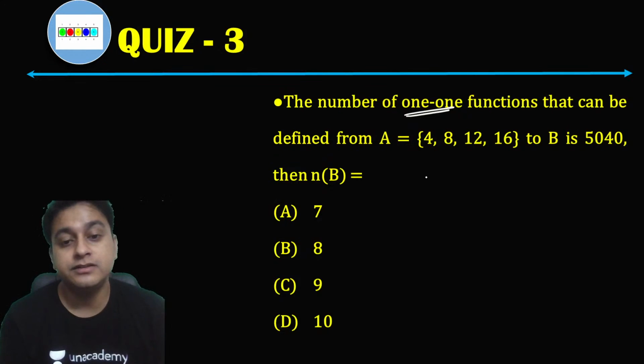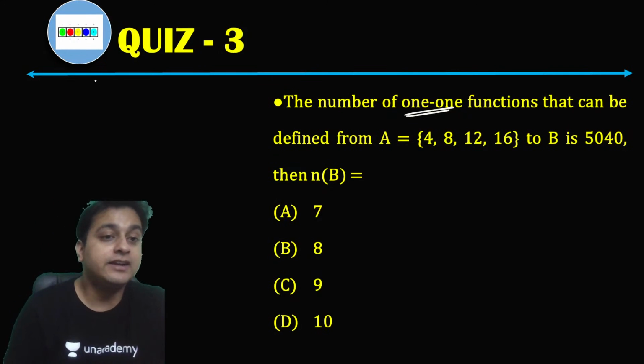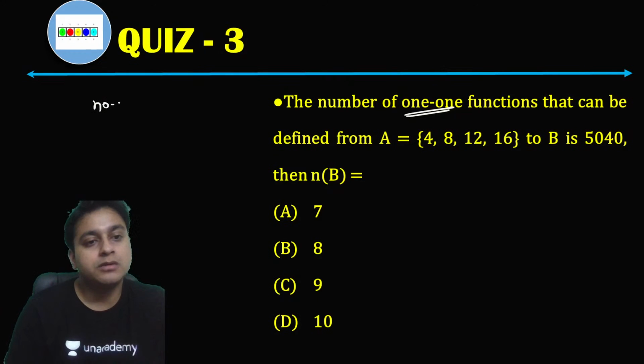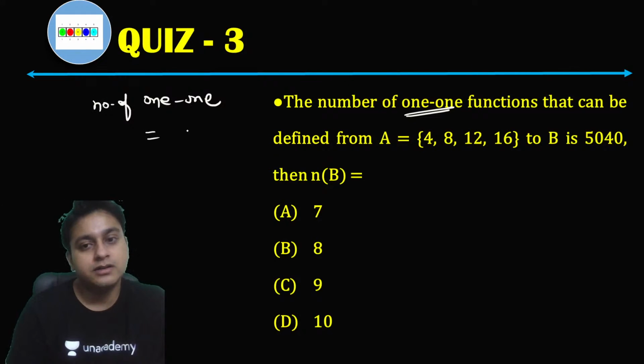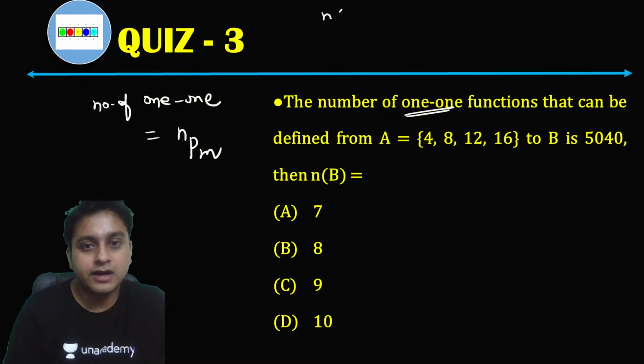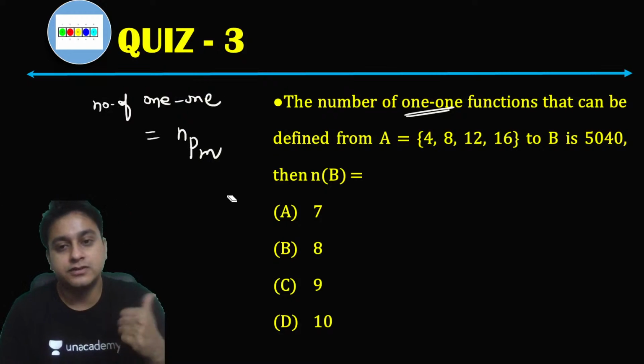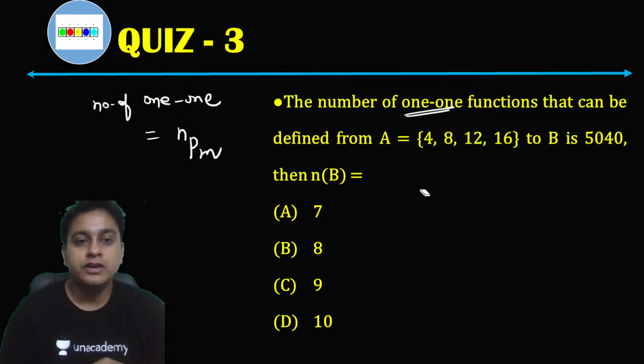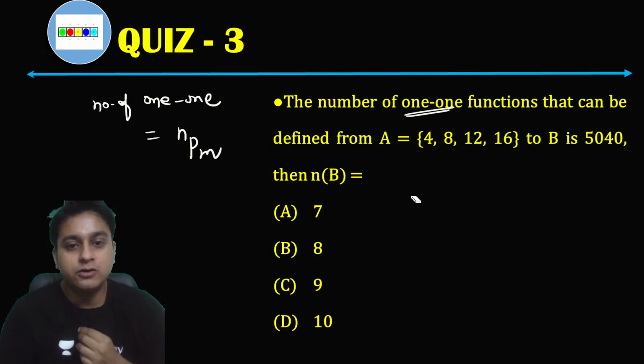So guys, I have told you the formula, right? What is the formula for the number of one-one functions? Number of one-one functions is nothing but nPm, where n is the cardinal number of B, and m is the cardinal number of set A. So we want this one. This is the formula, guys. So we want to see what is the answer.